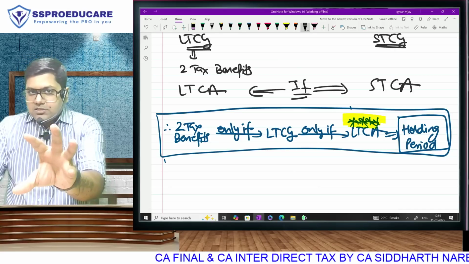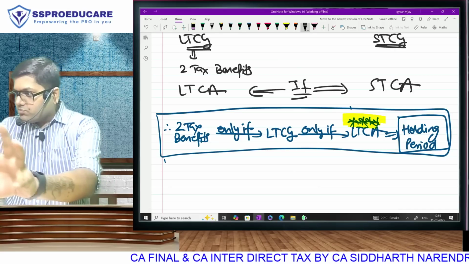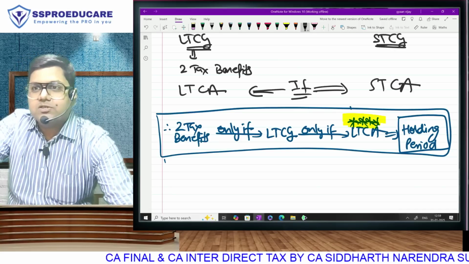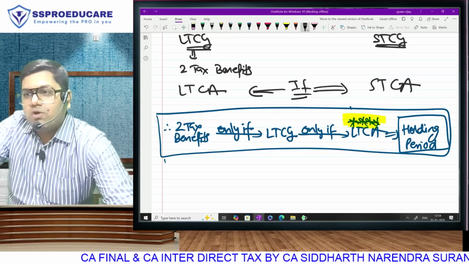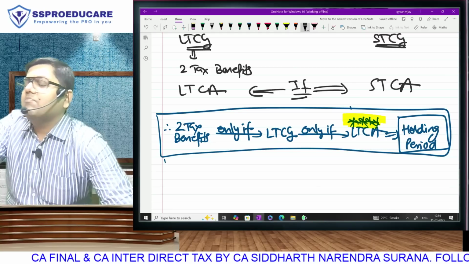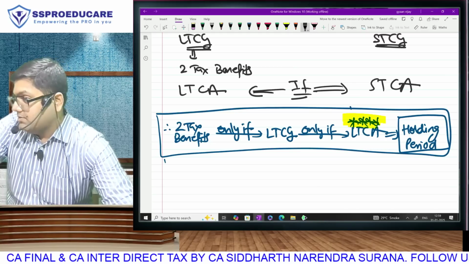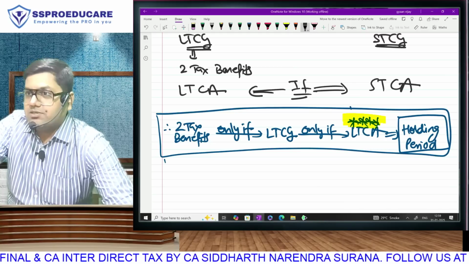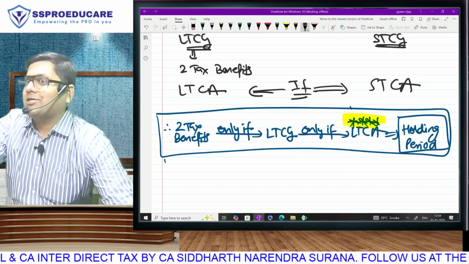So basically, the students in the final CA classroom are divided into two categories: those who have studied inter from me and those who have not. I first asked the other students, when does capital gain become long term? That's my first question, because everyone knows that long term has two benefits.